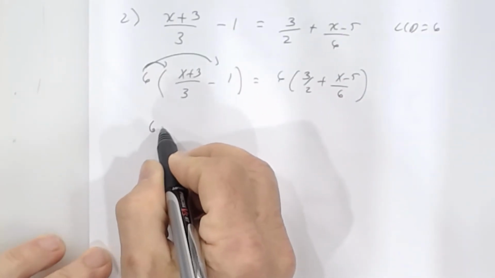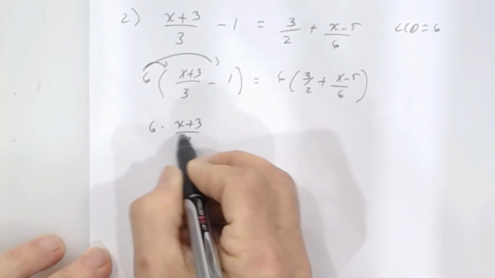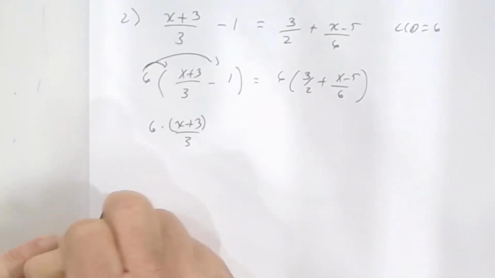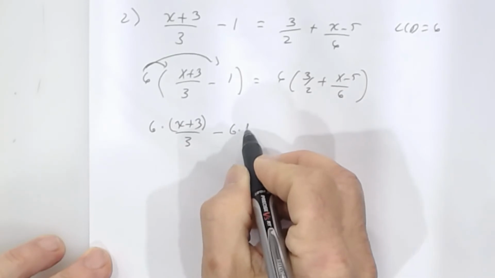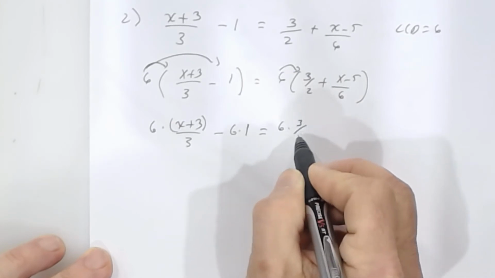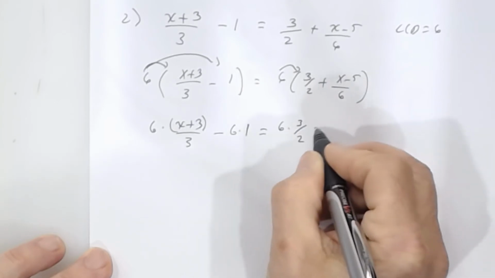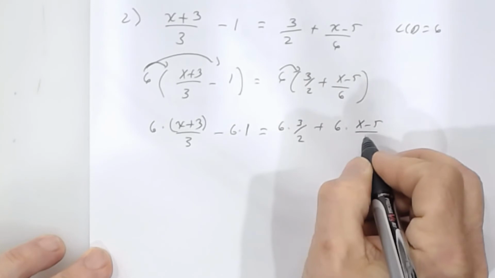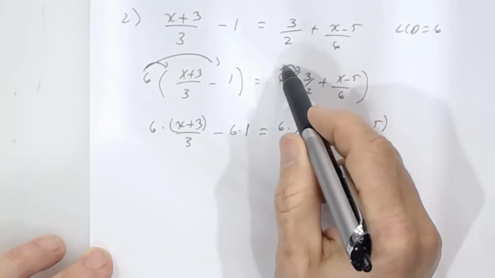So 6 times x plus 3 divided by 3, right? Now at this point, what might you want to do with this numerator? Put in parentheses. Minus, and then 6 times what? 1. Equal, and then this is going to be 6 times what? 3 halves. Do I need to put this 3 in parentheses? No. Plus, and then 6 times what? x minus 5 divided by 6. Put the x minus 5 in parentheses.